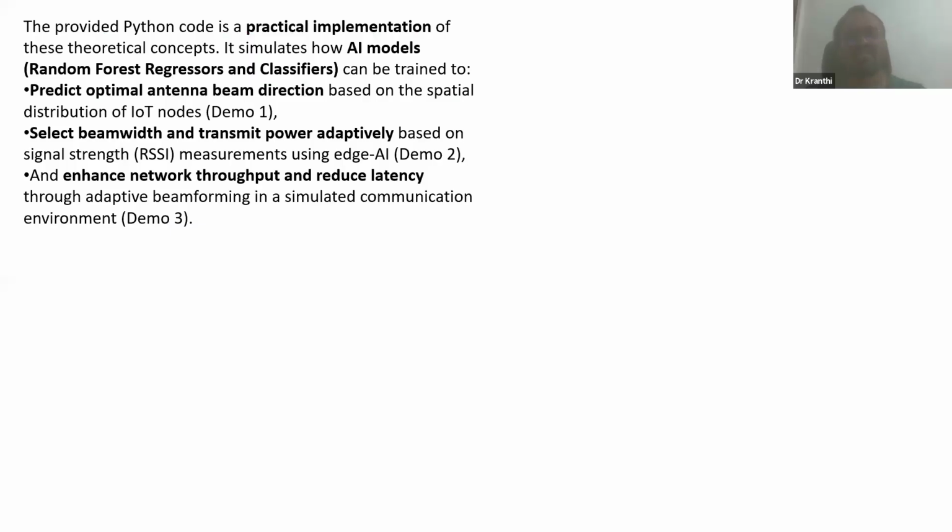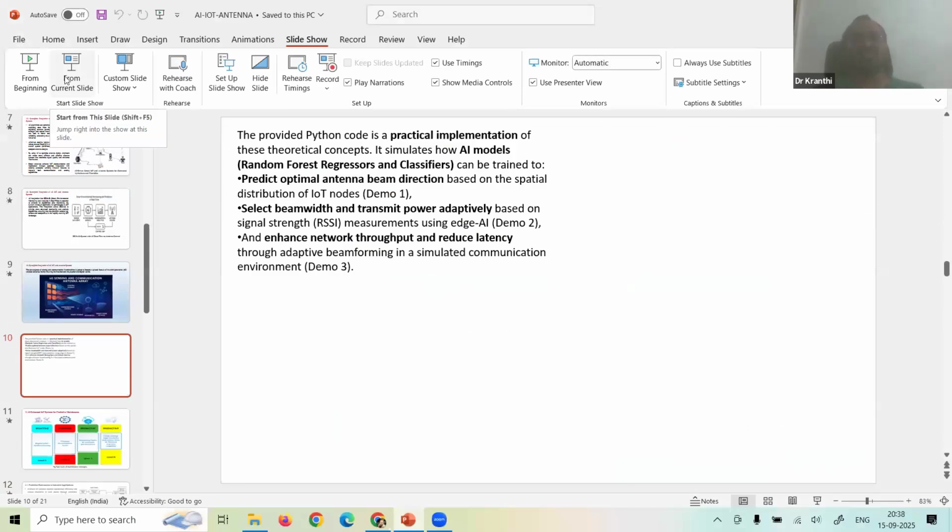So let's see. I can go with some sample algorithms, and it is not possible to type all the code now. Here, I come up with one particular AI model. I didn't take most of the AI models, so I take a random forest regression model. We can train this one to predict the optimal antenna beam, select beamwidth, and enhance the network.